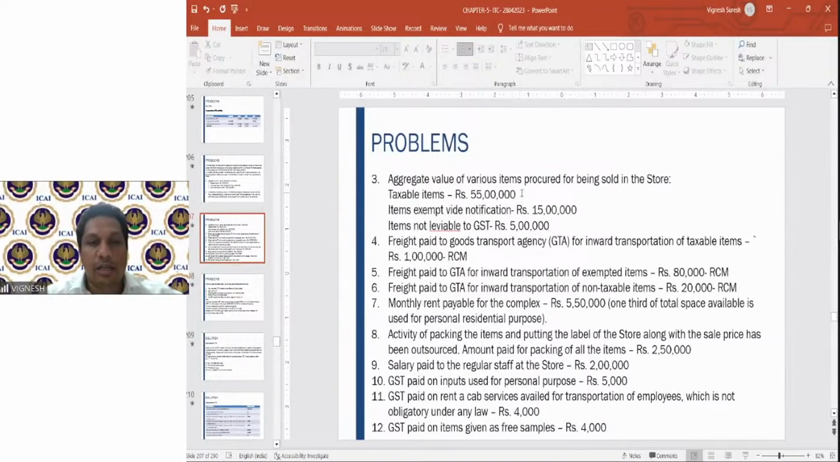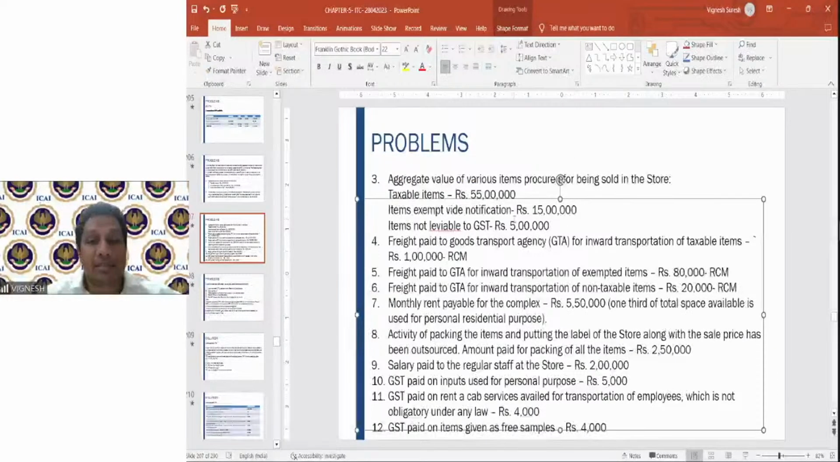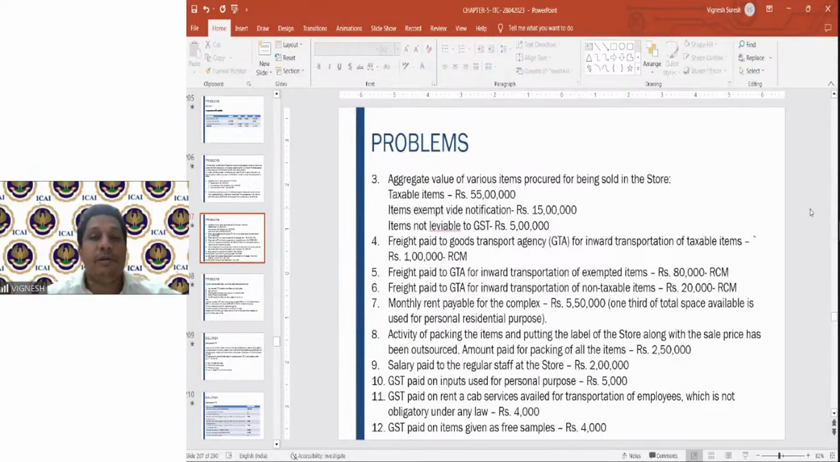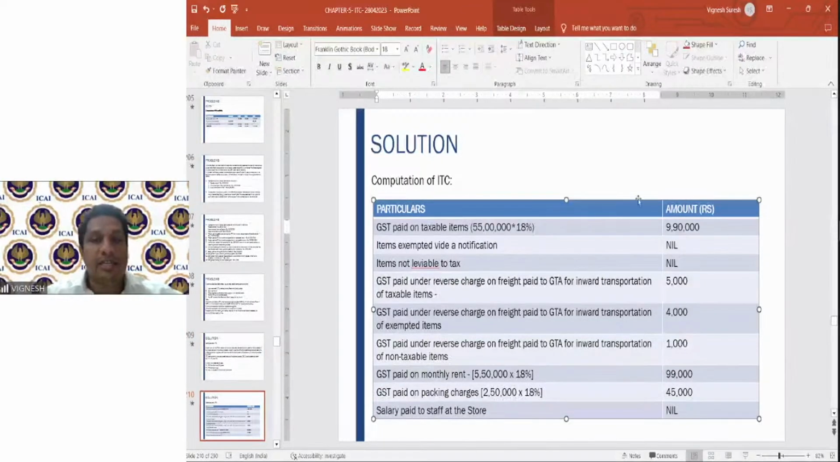Okay, there is a small error here. We have to take this particular point. Taxable items are 55 lakhs. Items exempt or not leviable to GST will anyway have no input GST. So straight away, 55 lakhs into 18% you will take. That is 9,90,000. Of course, for items exempt via notification there is no ITC, and for items not leviable to tax there is no ITC.